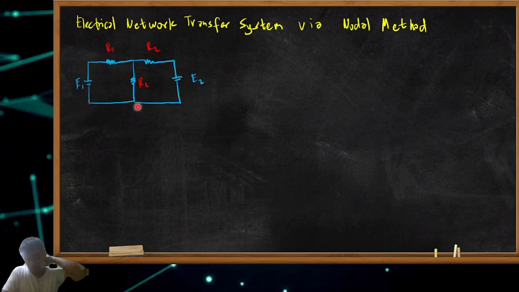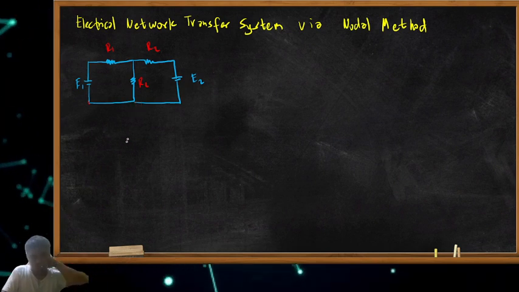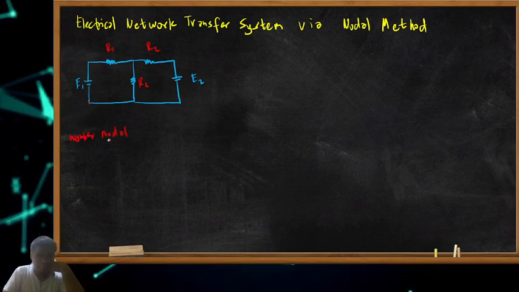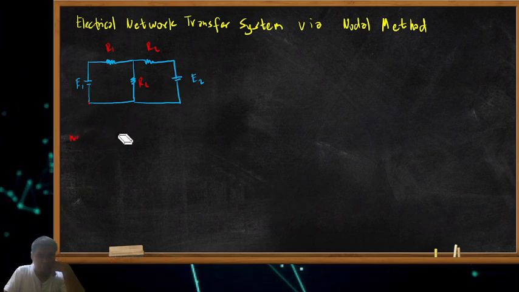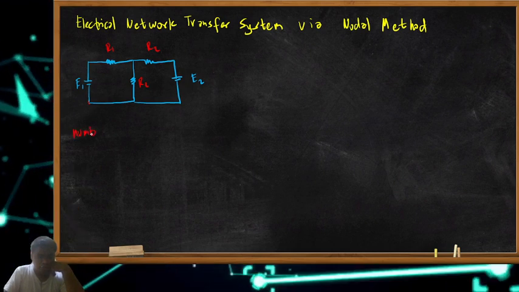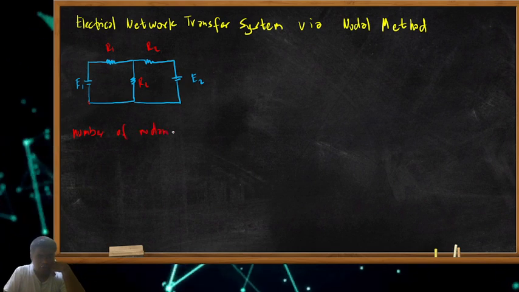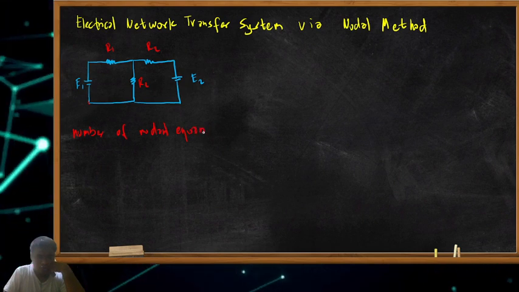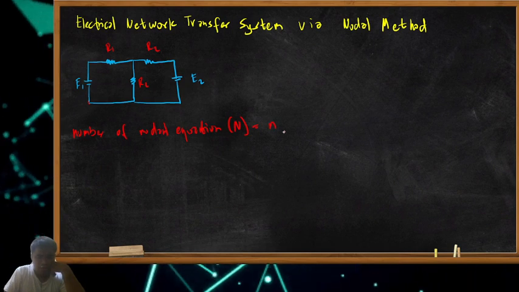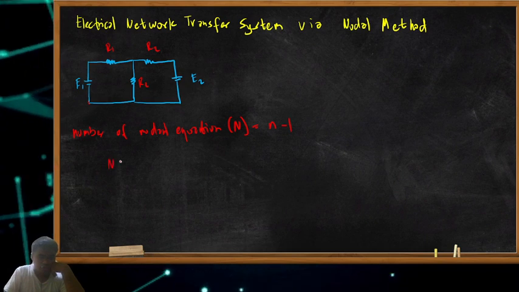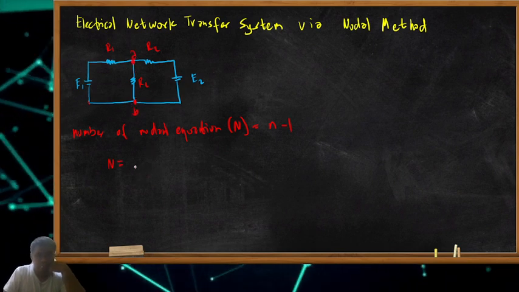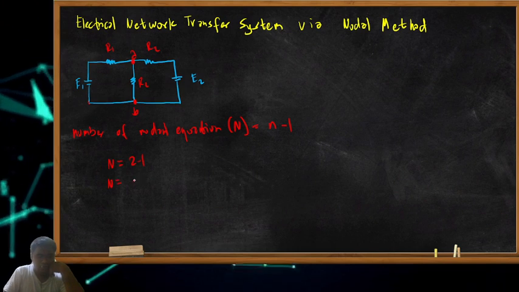In order for us to get the nodal equation, the number of nodal equations, we will call that N. This will be equal to the number of nodes, small n, minus 1. For this instance, we have two nodes, for example this is our node B and this will be our node A. So that would be 2 minus 1, so our number of nodal equations will be equal to 1.